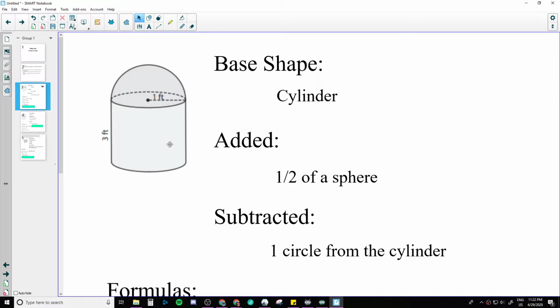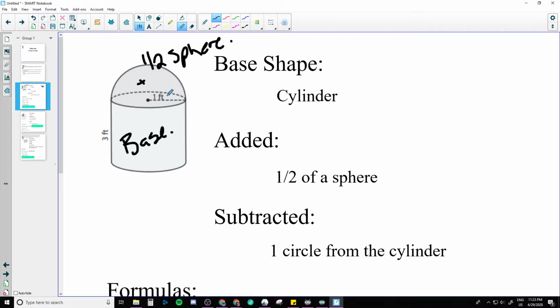So when I look at these questions, I ask myself, all right, what is the base shape? And it really doesn't matter what base shape you choose. You could have chosen the half of the sphere as the base shape if you wanted to. I like to choose whichever shape is most whole. So this cylinder is most whole, so I called this one the base, and then we're adding half a sphere.